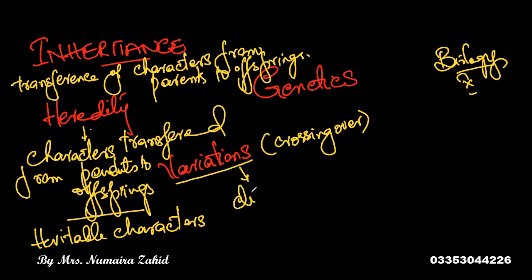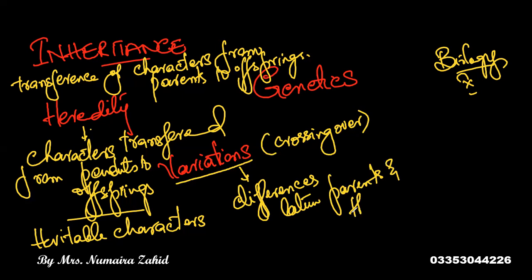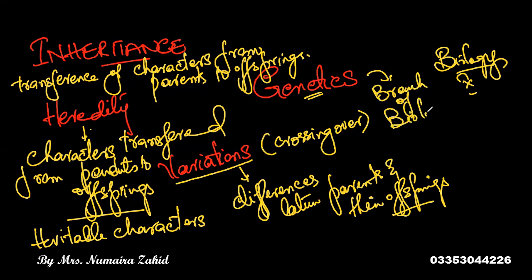So variations are the slight differences between parents and their offsprings. Offsprings resemble their parents, but they are not exactly the same as their parents. So what is genetics? Genetics is the branch of biology which deals with the study of heredity and variations. So that branch of biology which deals with heredity and variations is called genetics. Okay.